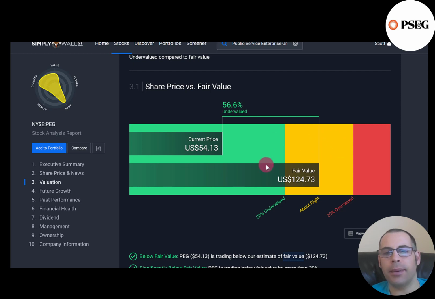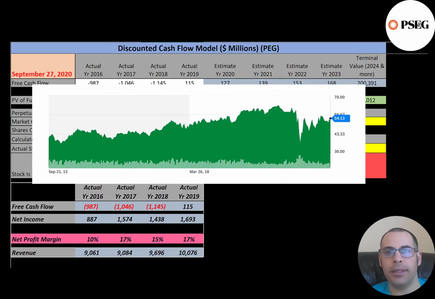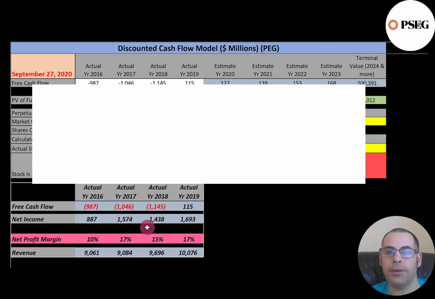Simply Wall Street has them at 125, so they're also saying the company's undervalued. It's a buy. Let's see where the stock has been trading the past few years. So the stock price was driven up for about 3-4 years, then took a real big dip. It's come up a lot since the bottom. It's getting close to its all-time high. It still could be a really good value. The company does need to generate some positive free cash flow.